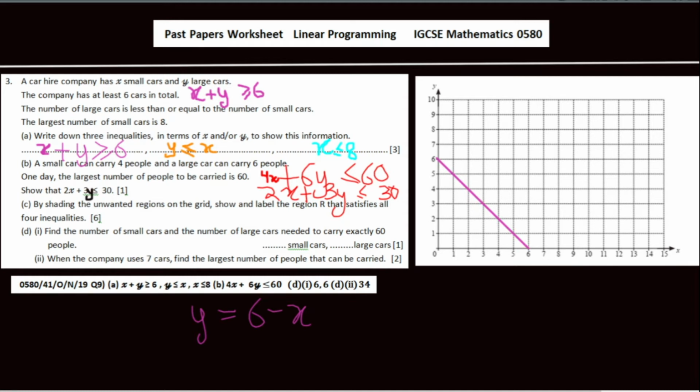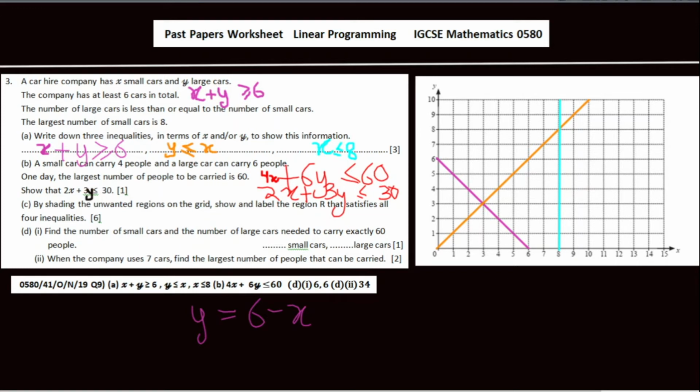Then the line y equals x is simply this line: 1, 1, 2, 2, 3, 3 and so on, up to 10, 10. So this is the orange line. Then the blue line, x equals 8. So that's this line. And then the red line, 2x plus 3y equals 30.